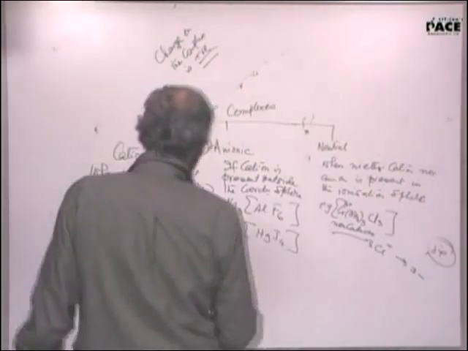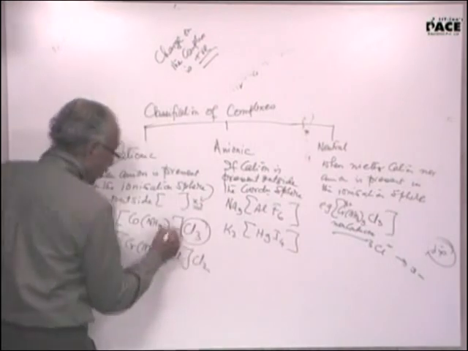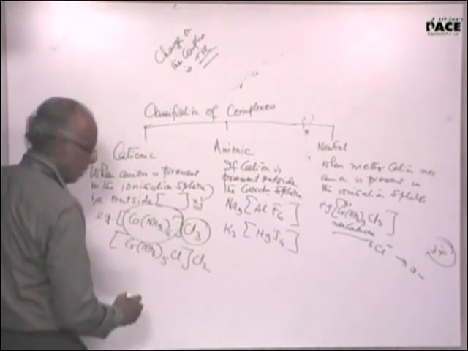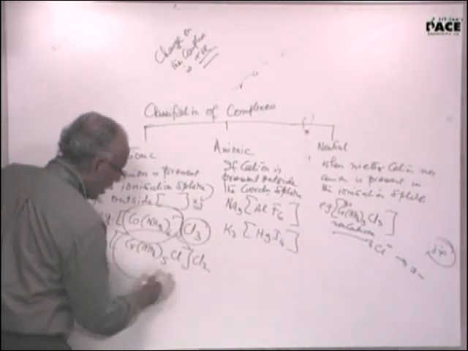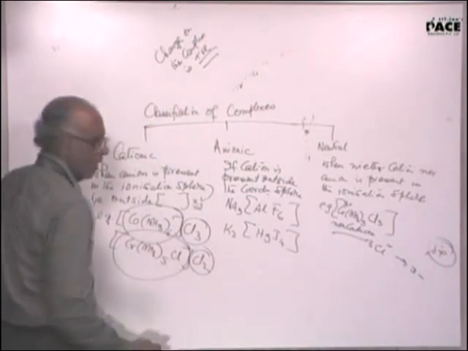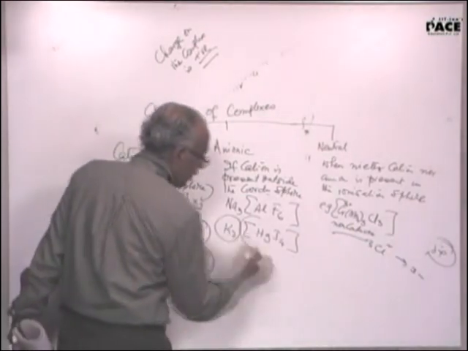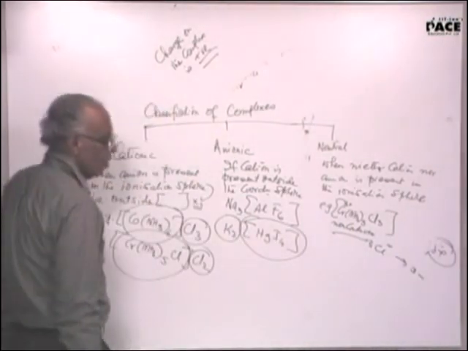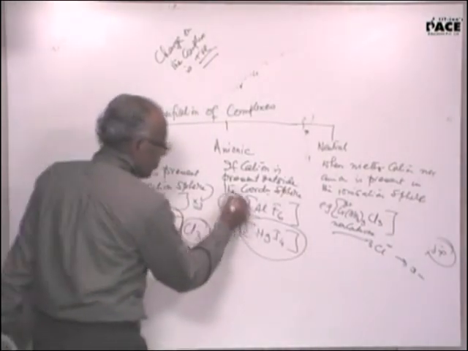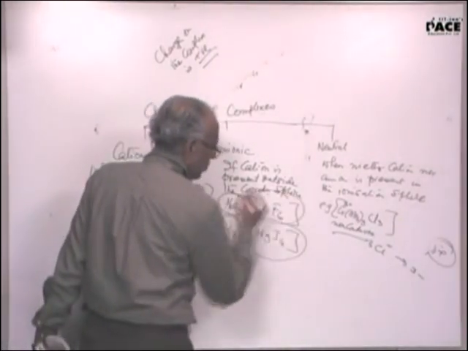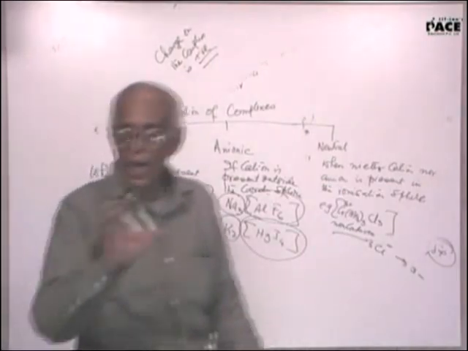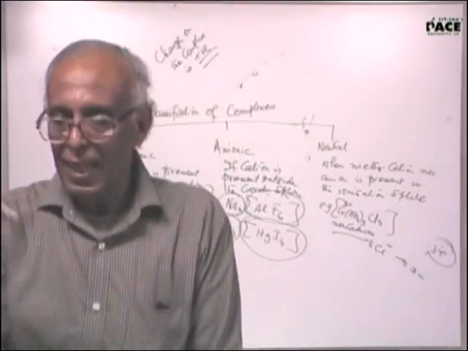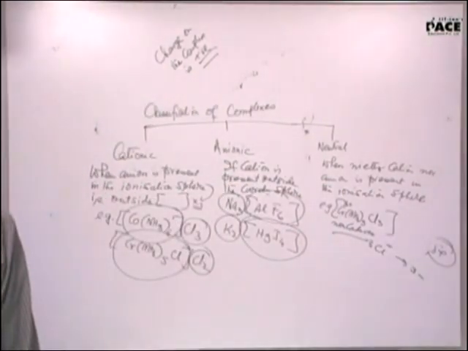You have chloride ion, you have the complex ion. You have potassium ion, you have the complex ion. So you have cation and anion, both in cationic and anionic complex.